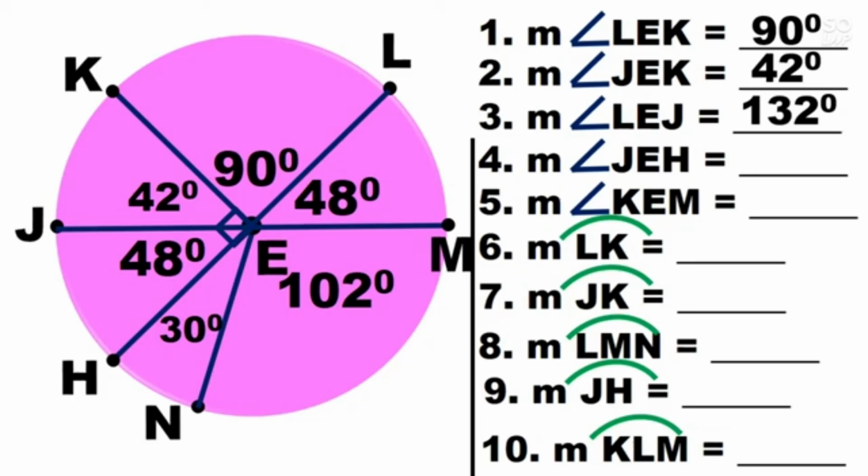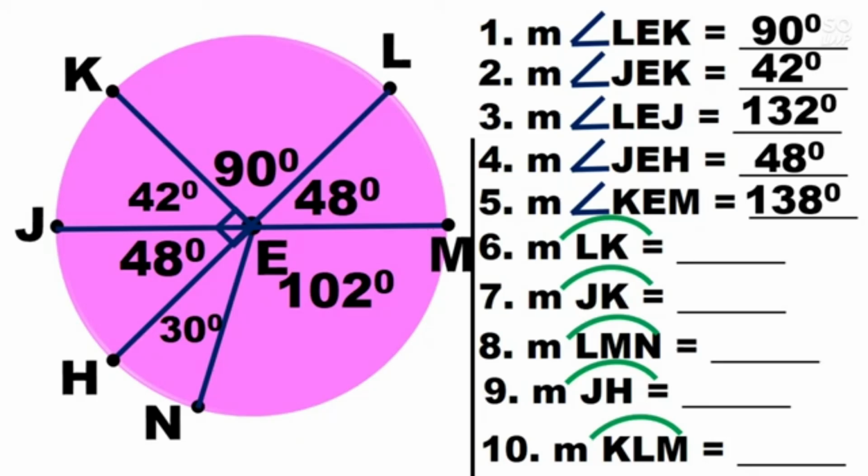Okay, next, angle JEH is 48 degrees. Then, angle KEM is 138 degrees. Bakit 138 degrees? Okay, pinagsama natin yung dalawang angles which is the angle KEL at LEM. Okay, 90 degrees plus 48 degrees is 138 degrees.